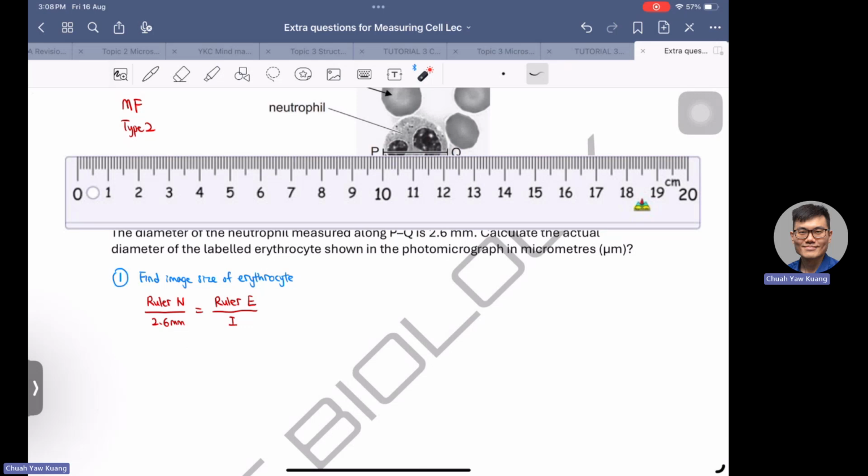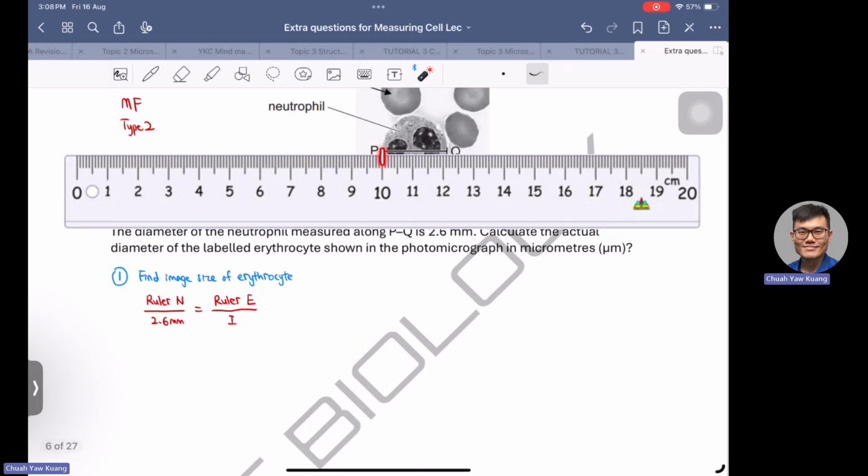Okay, so let's say it's 2.1 cm from here. Yeah, it is from my actual physical ruler. So that means that when I use my ruler to measure the neutral field, it is 2.1 cm. But to prevent the confusion, I don't put the cm, I will just put an R.